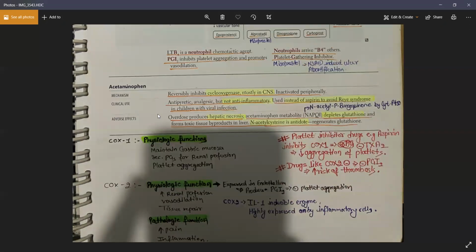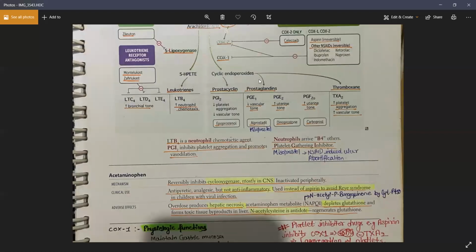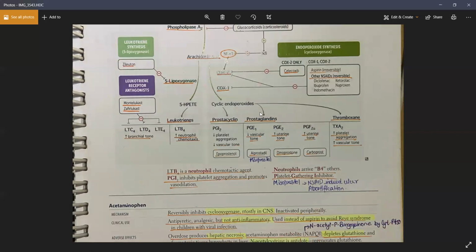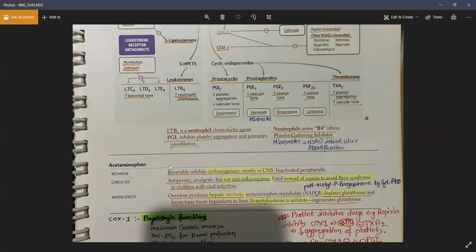Okay, now let's talk about another type of NSAID, which is the acetaminophen. Normally the NSAIDs have actions on the peripheral cells, right, on the body, for the COX-1 and COX-2. But this acetaminophen has action only on the cyclooxygenase in the CNS. And the main action of this COX pathway in the CNS is to promote the pain, and that could be done by the prostaglandin E2.